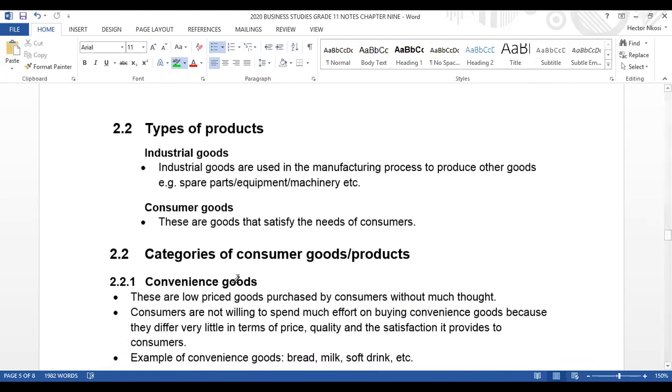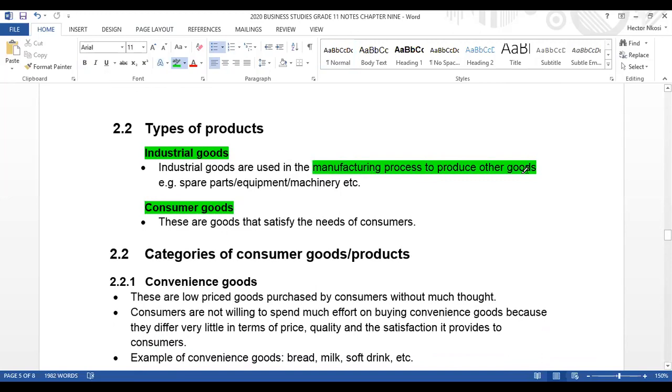Now, let's look at product types. We've got two types of products, right? We've got your industrial goods, and we also have your consumer goods. Now, let's look at what industrial goods are. Your industrial goods are used in the manufacturing process to produce other goods, e.g. your spare parts, your equipment, your machinery, right? Those are goods used in the manufacturing process to produce other goods.